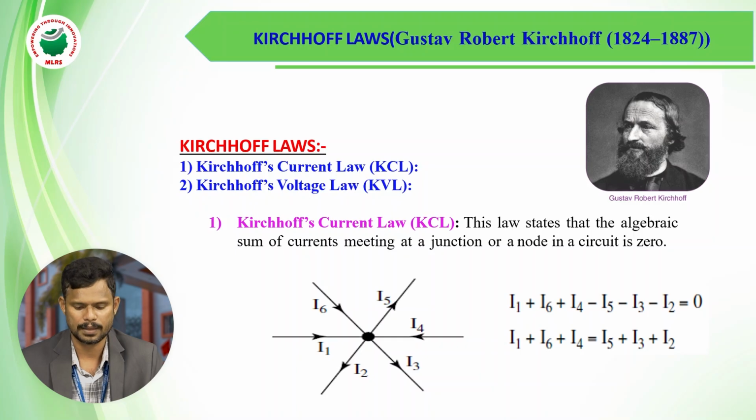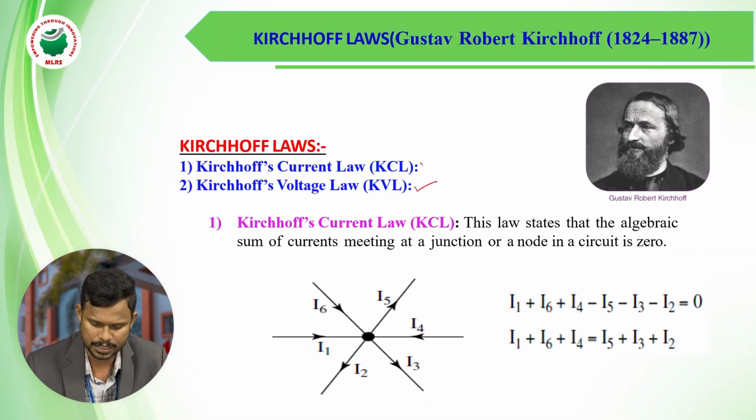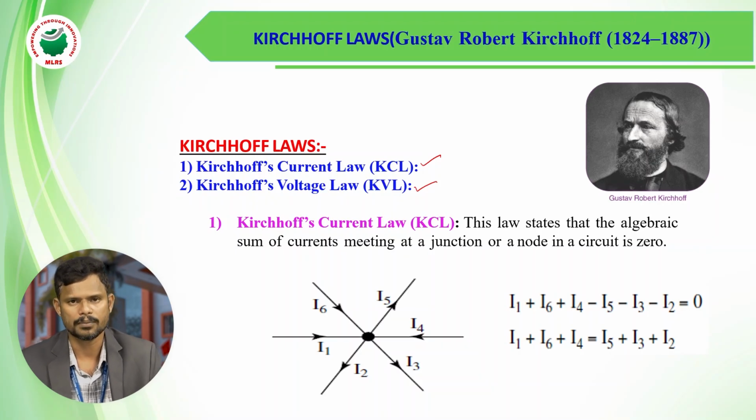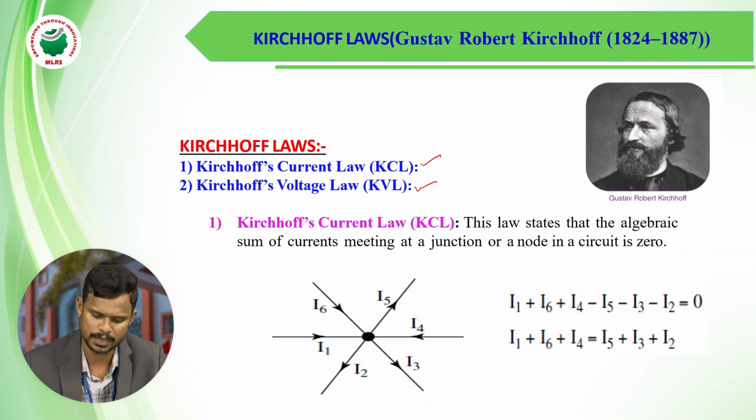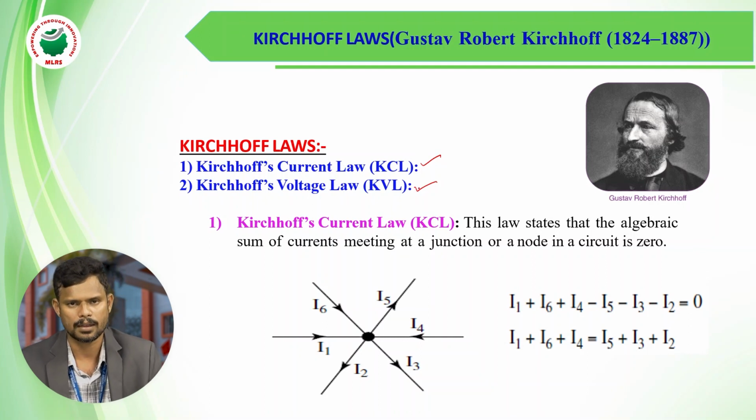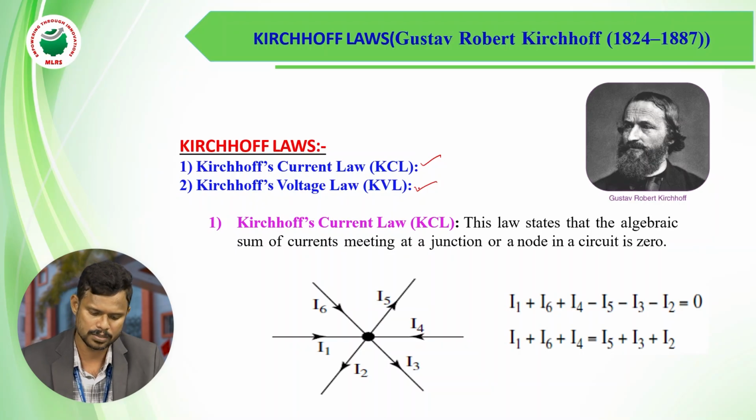Next, Kirchhoff's laws. Kirchhoff's laws are of two types: the Kirchhoff voltage law and the Kirchhoff current law. By using the Kirchhoff voltage law, we can calculate the voltage drop across any branch or any element in a series or parallel circuit, the voltage drops across the series branches. And by using the Kirchhoff current law, we can calculate the current through the parallel branches. If any number of branches are connected in parallel, we can calculate the current through any branch. That is the advantage of the Kirchhoff current law and Kirchhoff voltage law.